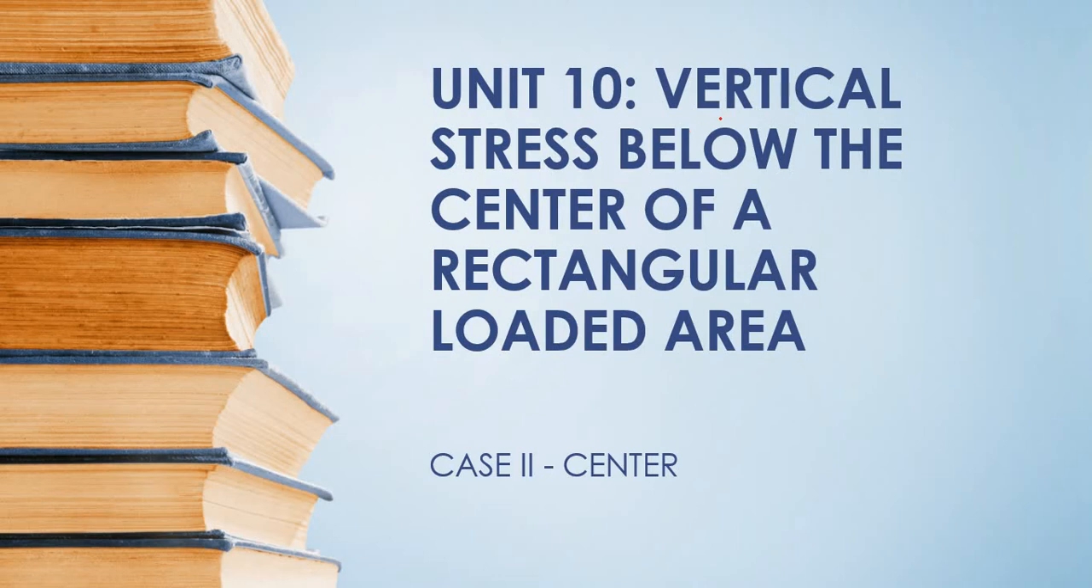Unit 10 is all about the vertical stress below the center of a rectangular loaded area, or this is case 2. Unit 9 is also a rectangular loaded area, but the point of consideration is at the corner, while Unit 10 is at the center. So this will be the difference of Unit 9 and Unit 10. Unit 9, we can say, is case 1. Unit 10 is case 2, where the point of consideration is at the center of the rectangular loaded area.